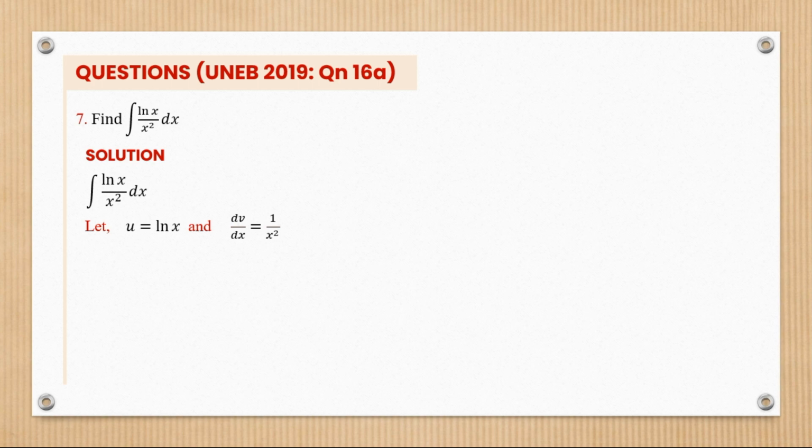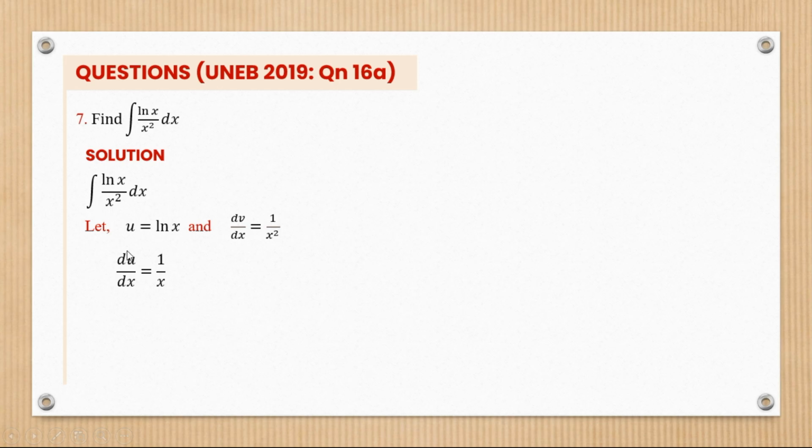So now what we're going to do is, like we've done before, we're going to let u be equal to the more complex function among the two. So u is going to be equal to ln x. But remember that this is the same as 1 over x squared times ln x. That means dv dx shall be equal to 1 over x squared, which is the other function. So the two functions are 1 over x squared and ln x. So dv dx shall be equal to 1 over x squared.